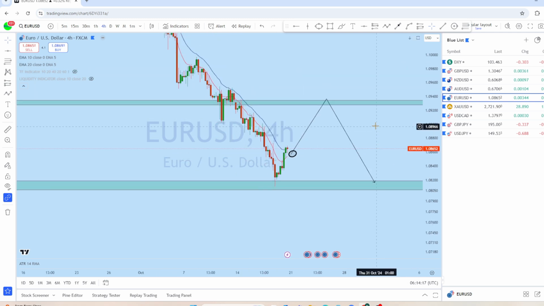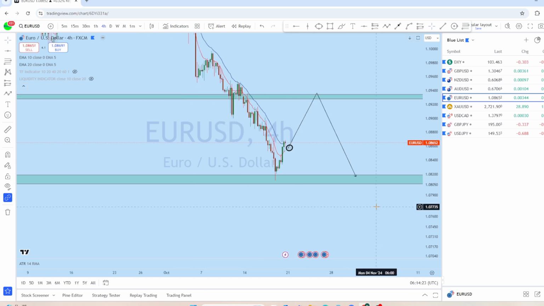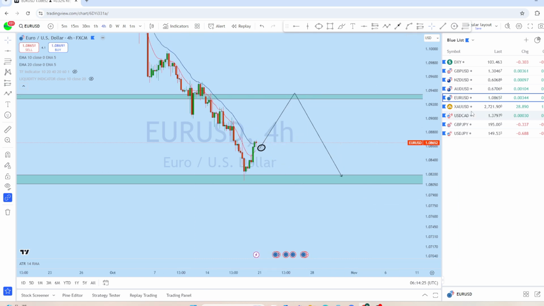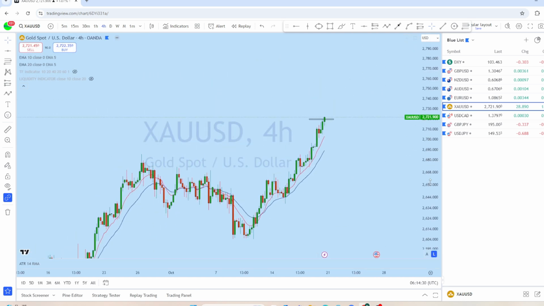This could be the wave on EURUSD. I think the price might retest this liquidity zone before breaking below the support level. Now let's look at XAUUSD, or gold. Let's see what kind of opportunity we have.